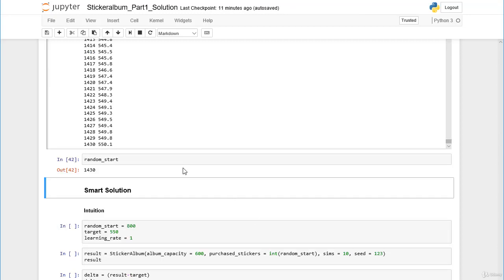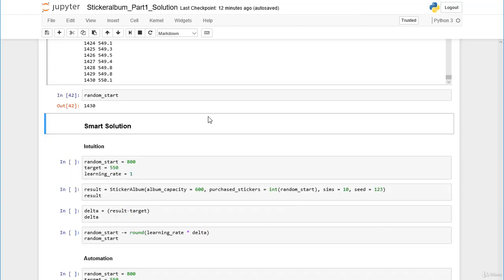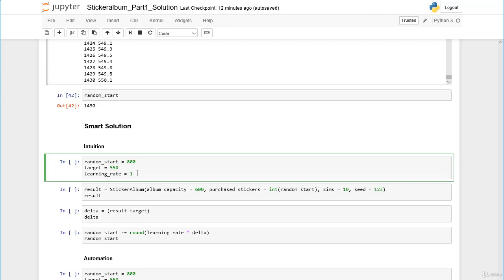You are correct in saying that, okay, that's not really a smart solution, just increasing the amount of purchase stickers by one as long as we are below our target. So we now introduce a smarter solution, and we are using an algorithm which is heavily used also in machine learning and deep learning in solving neural networks. Of course, they are more complex in these applications, but the idea behind it is actually the same. So we are starting our algorithm with a random start, also 800, could be any number, and also our target didn't change, it's 550, and we are introducing a learning rate. And I will explain in a few minutes what the function of the learning rate is.